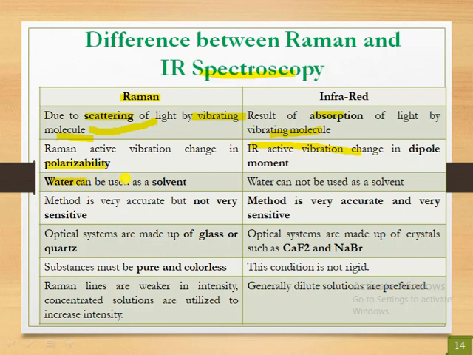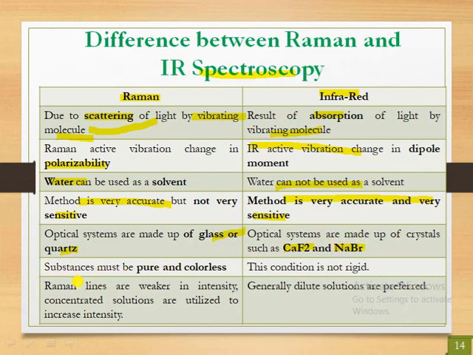Here in Raman we can use water as a solvent, but in IR we can't use water as a solvent, as it will give a very highly intense peak of the OH group. Here the method is very accurate but not very sensitive. But in IR, the method is very accurate as well as very sensitive. Since our solvent is water, we can use optical systems made up of glass or quartz. But in IR, the sample holder is made up of crystals such as CaF2 or sodium bromide.